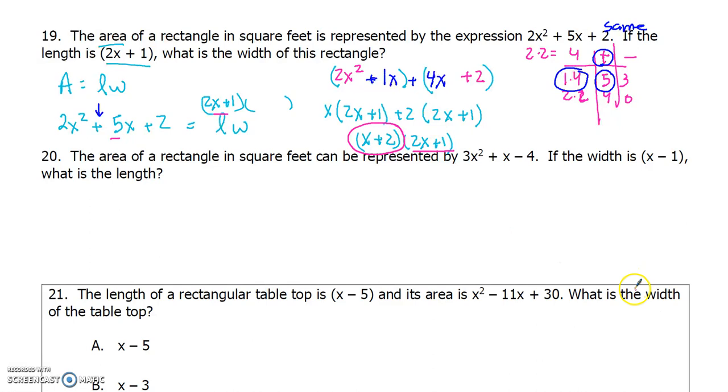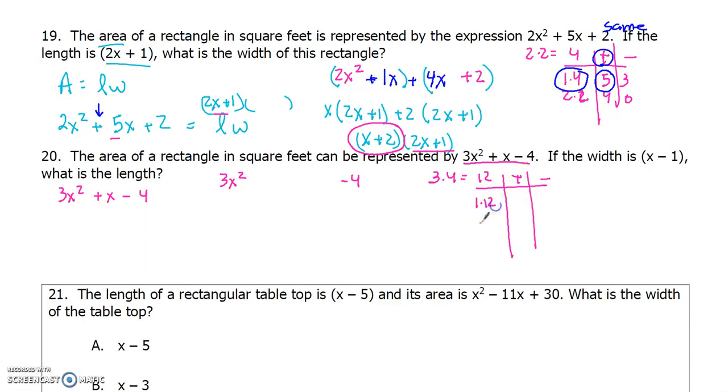Okay, let's try number 20. It says the area of a rectangle in square feet can be represented by 3x squared plus x minus 4. If the width is x minus 1, what is the length? Okay, so we're basically doing the same thing, right? So I'm going to start with this 3x squared plus x minus 4. So remember, I'm going to write the first term, I'm going to write the last term, then I'm going to multiply those two numbers together, and then that is what I'm going to factor.